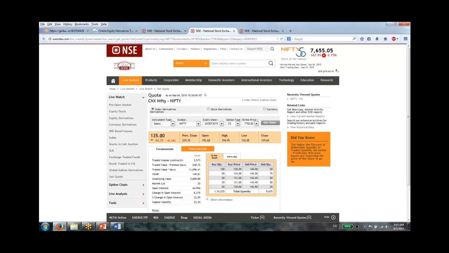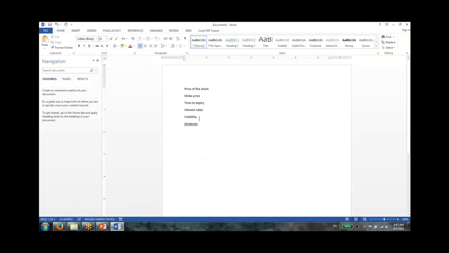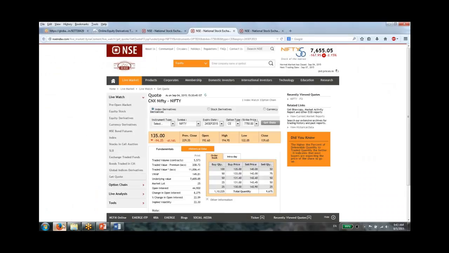Unlike other parameters that I have shown here, for example, the price of the share, the interest rates, the volatility, we do not know what is going to happen about them in the future. But we know very well what is going to happen about time, and the time is going to move forward. There is no uncertainty about that.